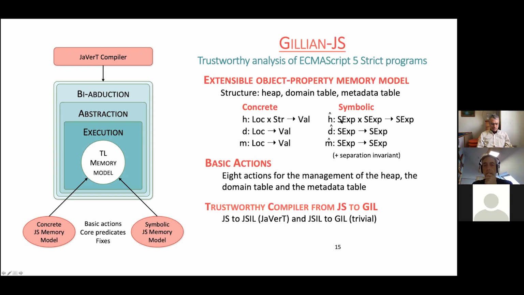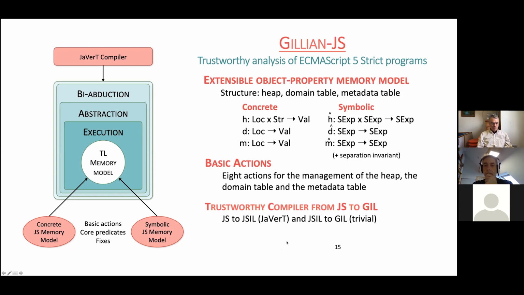In the symbolic case, this is very straightforward. We just have symbolic expressions instead of the locations, strings, and values. We have a condition saying what it means for a symbolic heap to be well formed. It means that the locations have to make sense in the symbolic heap, i.e., they have to be separate from each other. We have just 8 actions for managing the heap, the domain table, and the meta table, so it's small.